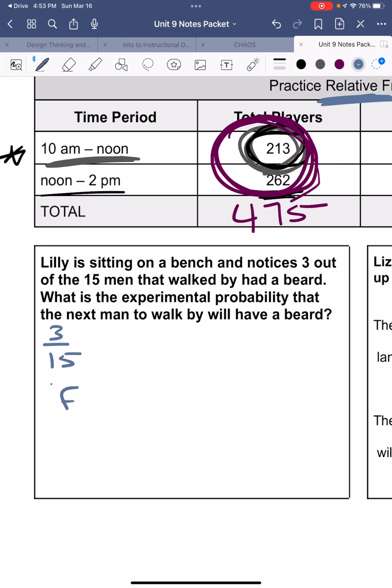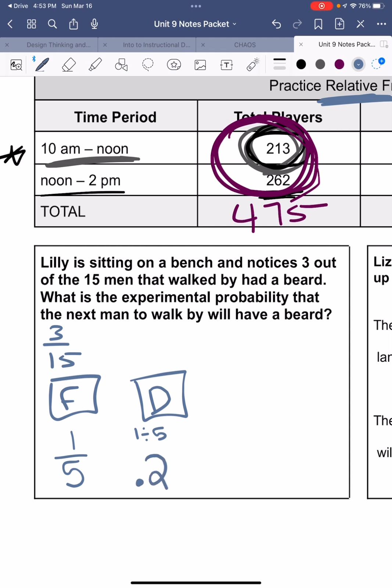First, I'm going to turn this into a fraction. Type 3 out of 15 on my calculator, hit enter. To simplify it, I'm actually going to get 1 out of 5. For a decimal, I'll do 1 divided by 5, and when you do that, you're going to get 0.2 or 0.20, however you want to write it. And to turn it to a percent, I'm going to multiply it by 100 and get 20%.